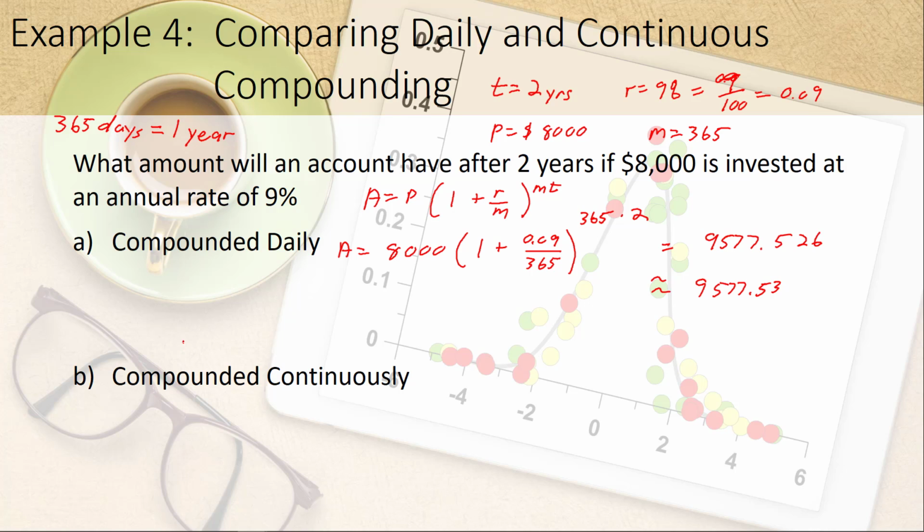Okay, so what about if we're compounding continuously? Well, if that's the case, then our equation is going to be A is equal to P times e to the rt, where e is Euler's number. And making those substitutions, we're going to have that A is equal to 8,000 times e to the r, which is going to be 0.09, times t, which is 2.